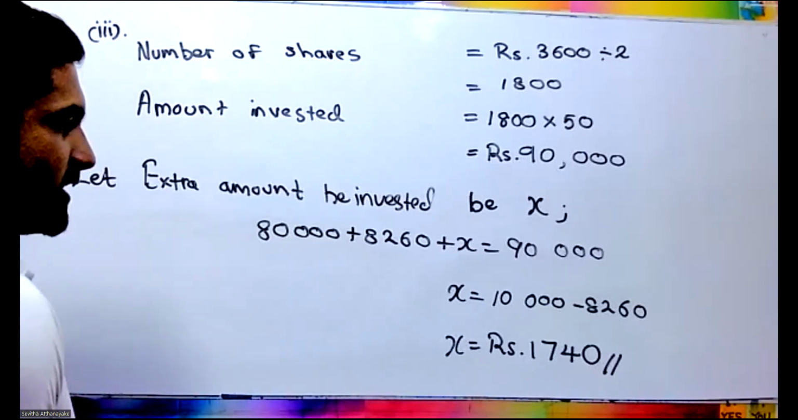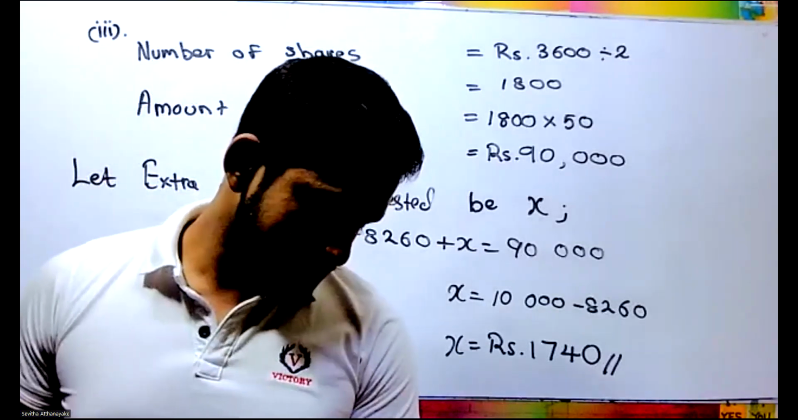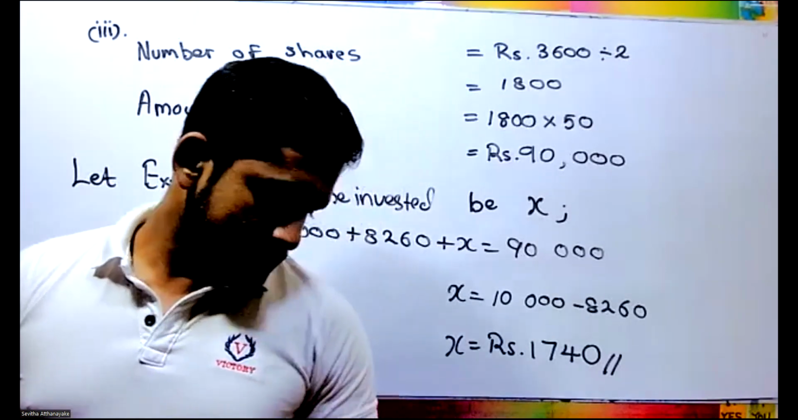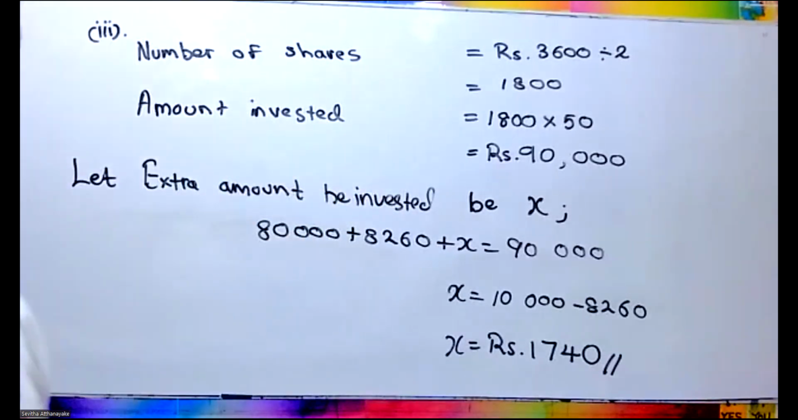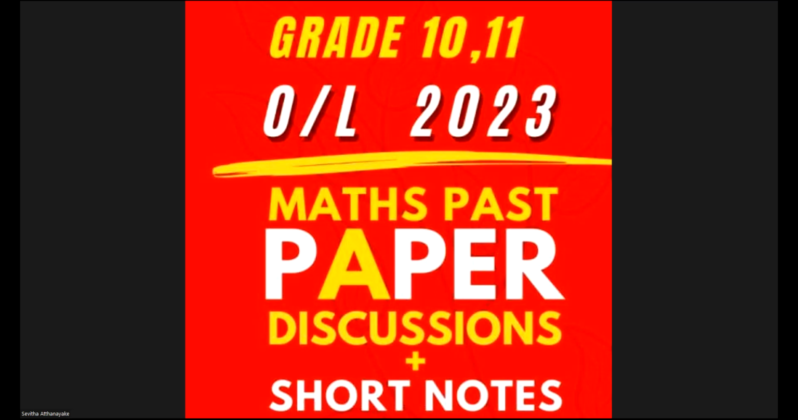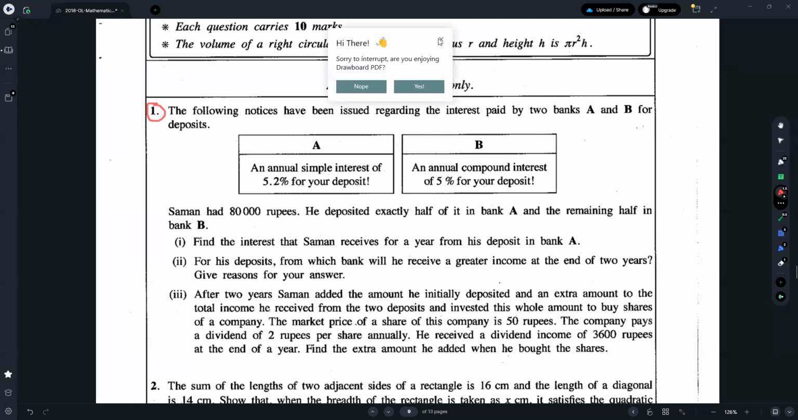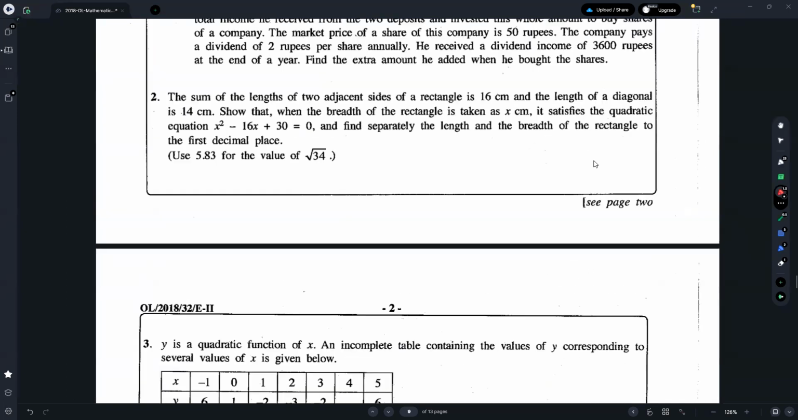Okay, hope you have finished writing. Then shall we move on to the next question? Second question. The sum of the lengths of two adjacent sides of a rectangle is 16 centimeters.